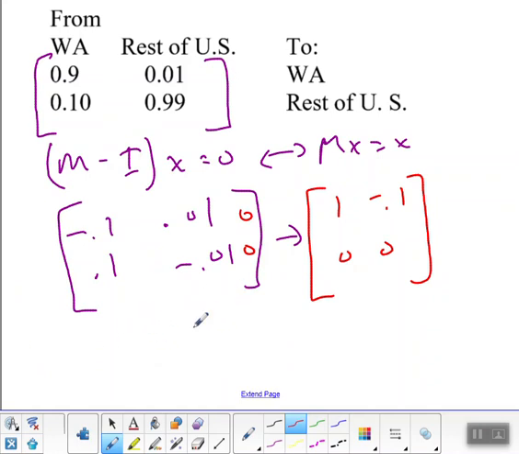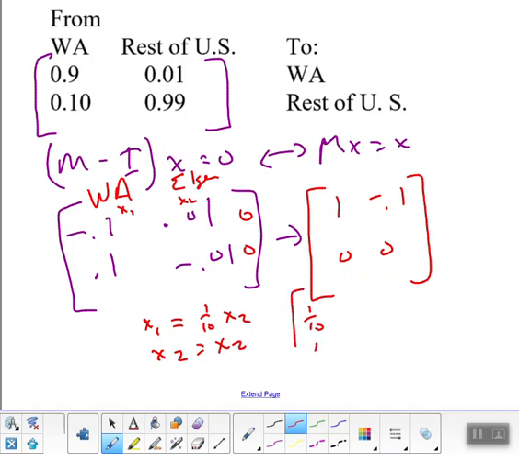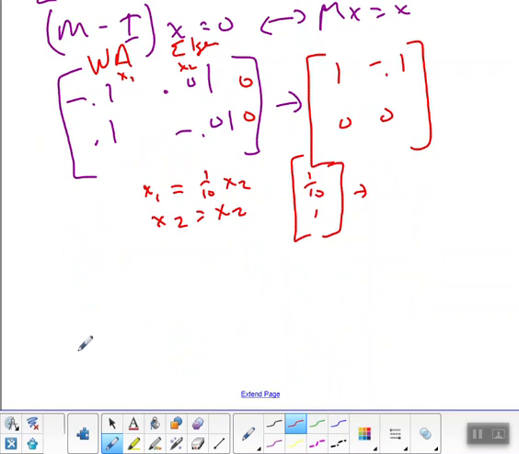So what does that mean? Well, that means that x1 is equal to 1/10 of x2, and x2 is free. Okay, so what did x1 represent? Well, x1 was Washington, and x2 was everyone else. So is our steady state 1/10 and 1? Obviously not. So again, we're saying that we have to have a ratio of 1/10. In order to do that, just going back to fractions, we have to have 11 parts, and 1 out of 11, and then we're going to have 10 out of 11.